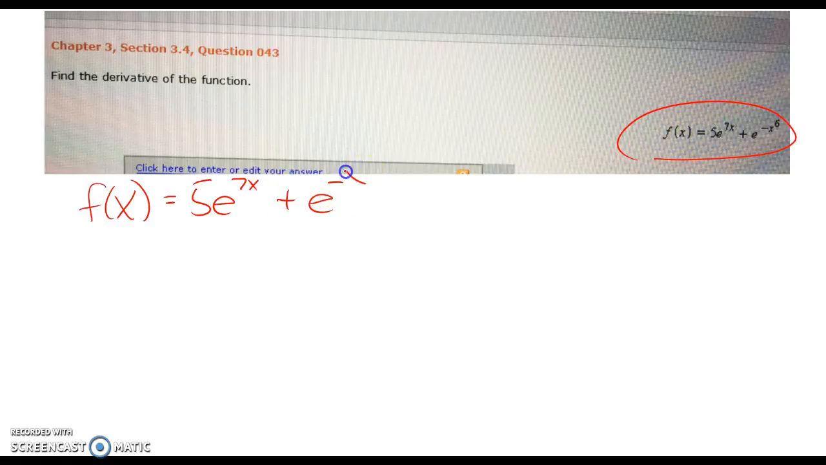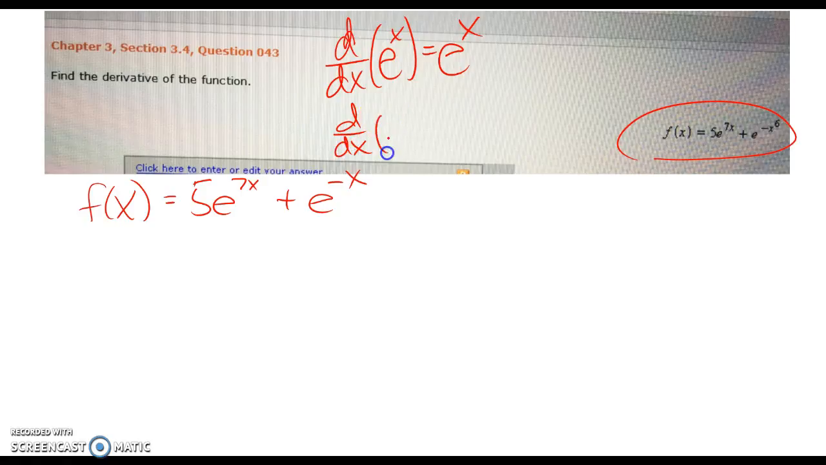Alright, next question. We want to take the derivative of this function. I'm going to rewrite it over here: 5e^(7x) plus e^(-x). Well, remember, the derivative of e^x is simply e^x, right? But if we have something more complicated in the exponent, it would be e^u, and then we would take the derivative of that u with respect to x and multiply.